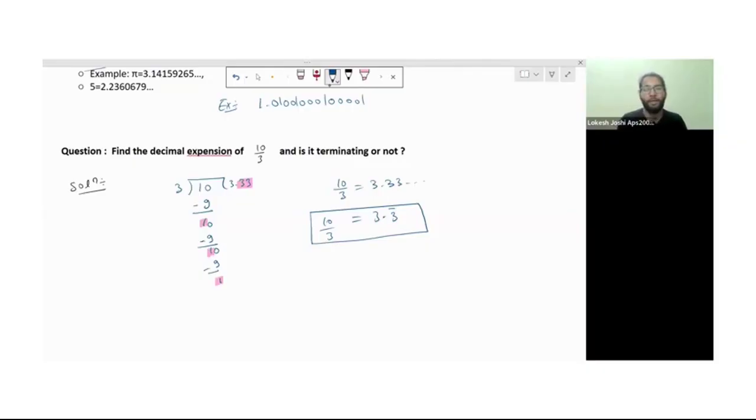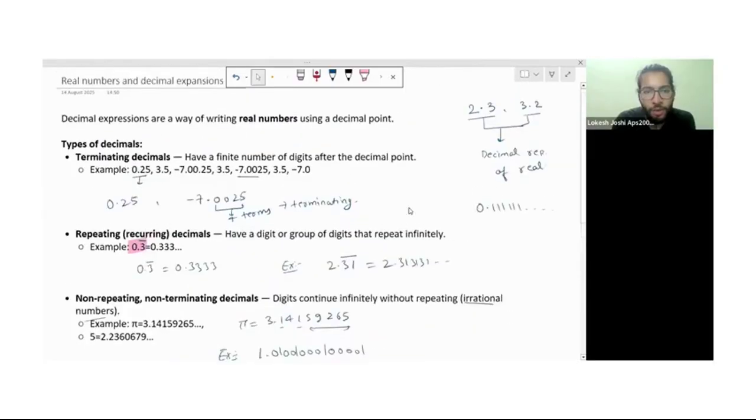And for this one, is it terminating or not? We can say it's not terminating, because 3 is repeating many times. So all the topics which are required to understand this one are clear.